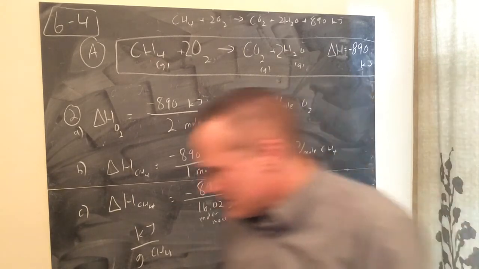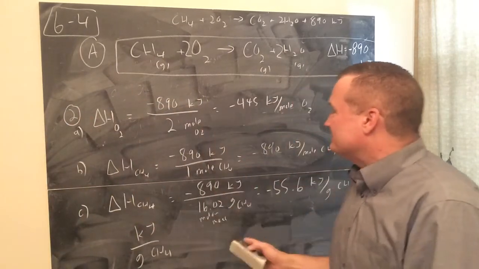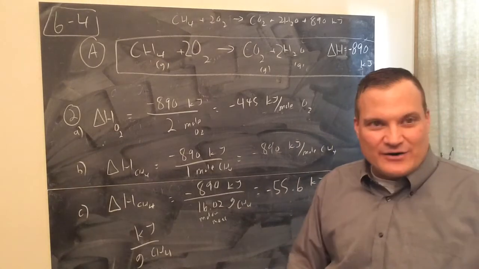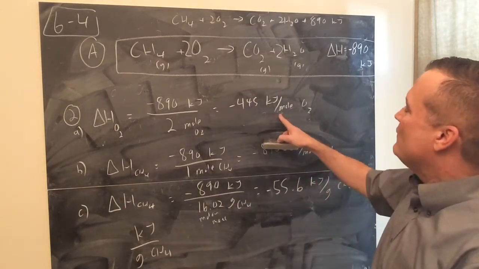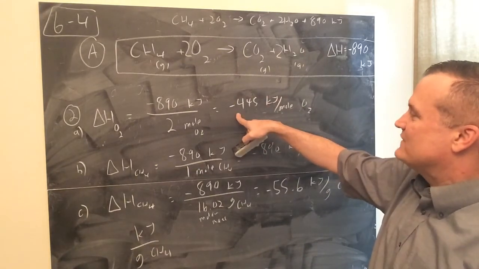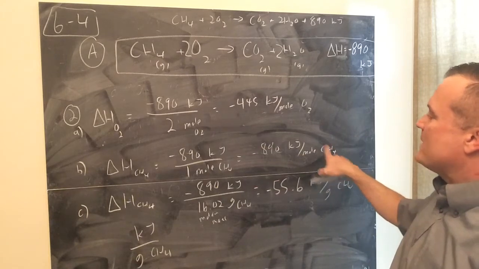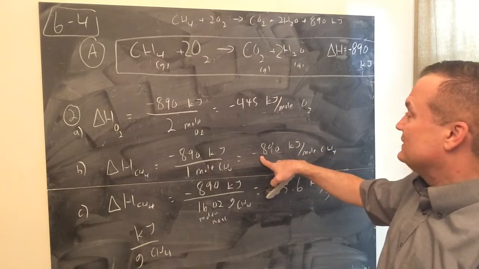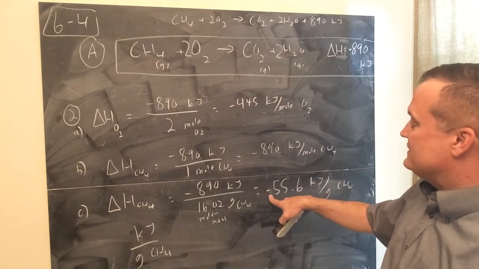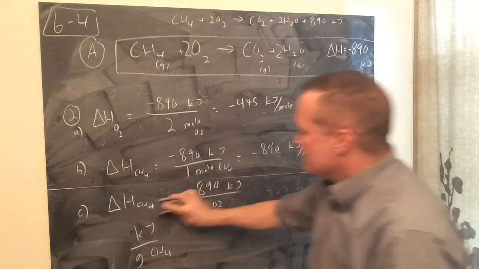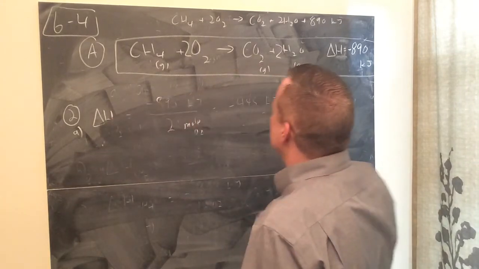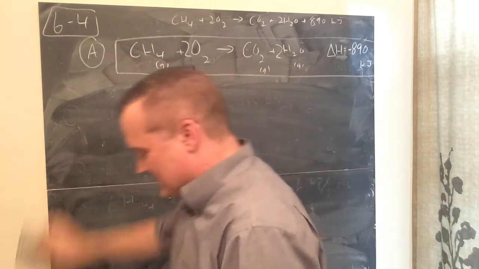Now, why do these numbers matter? All of these are ratios. And just like we did molarity or density or whatever, every 1 mole of oxygen that burns will give off, in this reaction, negative 445 kilojoules of heat. Every mole of CH4 that burns gives off negative 890 kilojoules of heat. And every gram of CH4 that's burned will give negative 55.6 release. So this helps you with stoichiometry. So let's do the stoichiometry, and you'll be happy about this. This is going to be easy stuff.